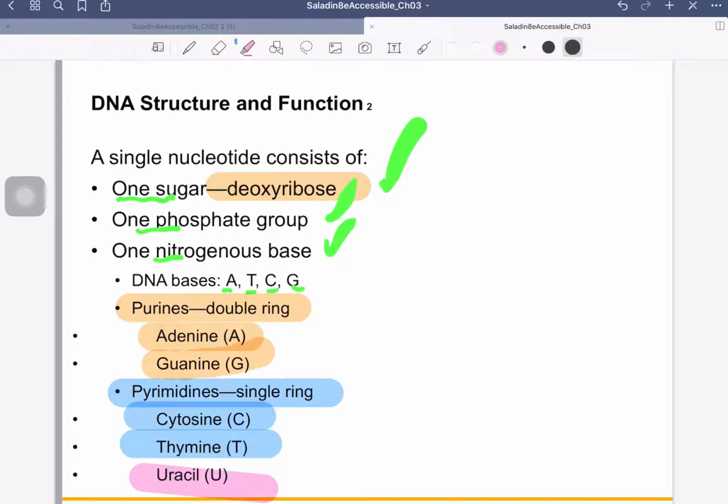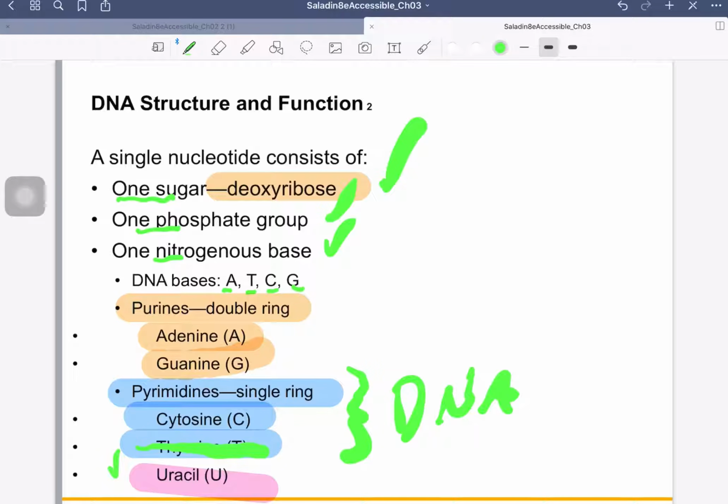Now, just a note: when we're looking at DNA, it's cytosine and thymine that are the pyrimidines, whereas when we come to look at RNA, we'll see that thymine is not in RNA, and instead it's replaced by uracil.